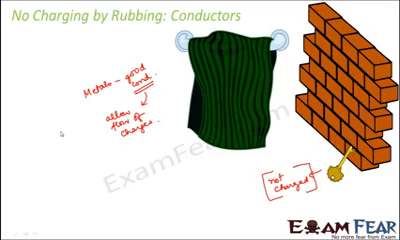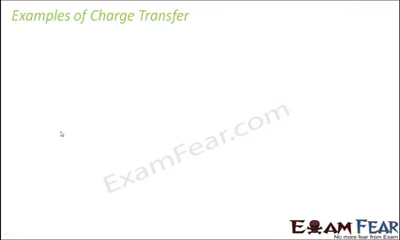So this is why we cannot charge conductors by rubbing. This is something very interesting and important as well. This means that you cannot charge every object by rubbing. It is only the insulators which can be charged by rubbing. So let us look at some more examples of charge transfer, where we can see that charges are getting transferred from one object to another.